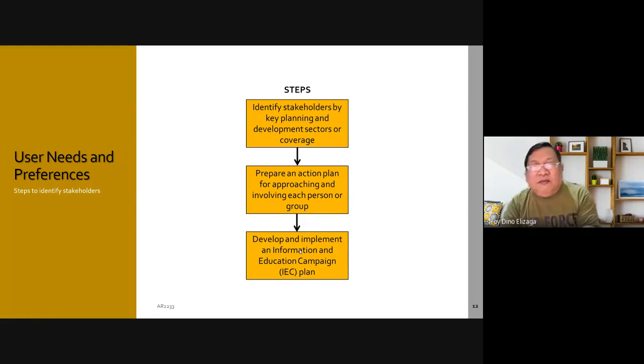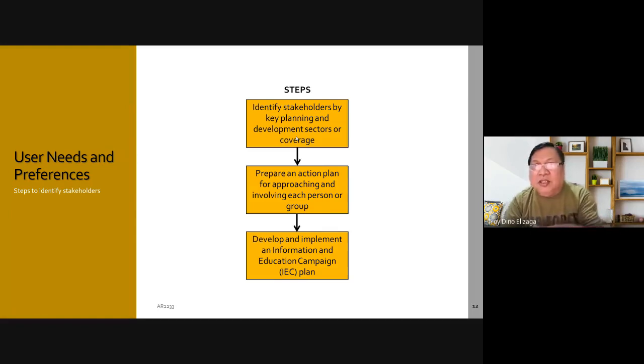But you still need to identify the stakeholders for that site, because the owner alone, whatever his plans are, would ultimately affect those around him. So they should be consulted also. So identify stakeholders by key planning and development sectors or coverage, like in terms of neighborhood, or in terms of economic activities, who are affected, and in terms of operations, who are affected.